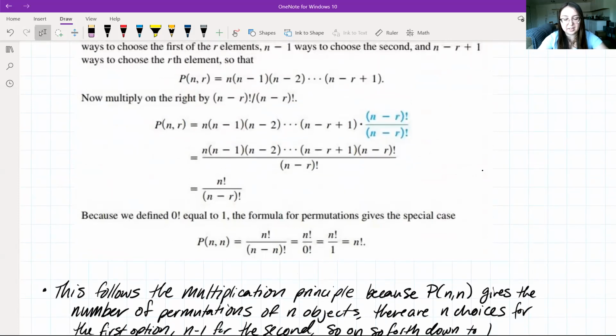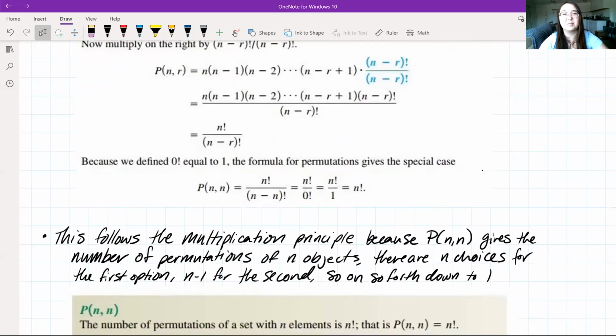Also, since we defined 0 factorial equal to 1, the formula for permutations gives the special case where we have the permutation of n comma n, so this means that r is equal to n. We end up getting n factorial divided by n minus n factorial, which is going to give us n factorial divided by 0 factorial, which we already said was 1. So this essentially is n factorial divided by 1, which is equal to n factorial. So if we ever get that value, we know what that is going to be.